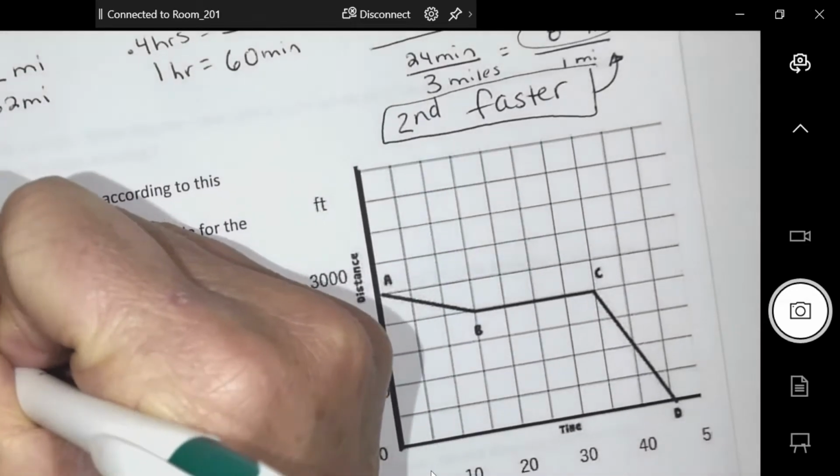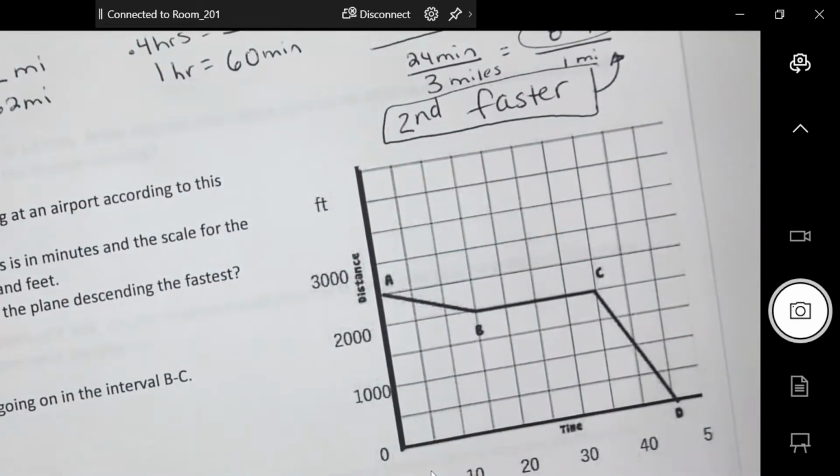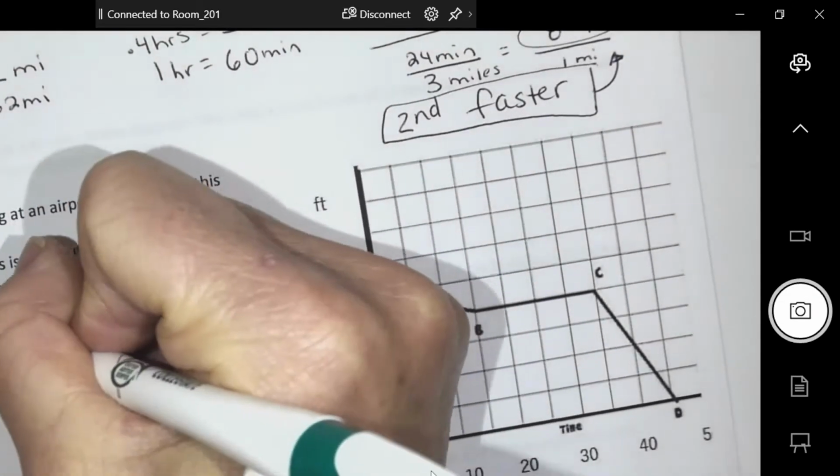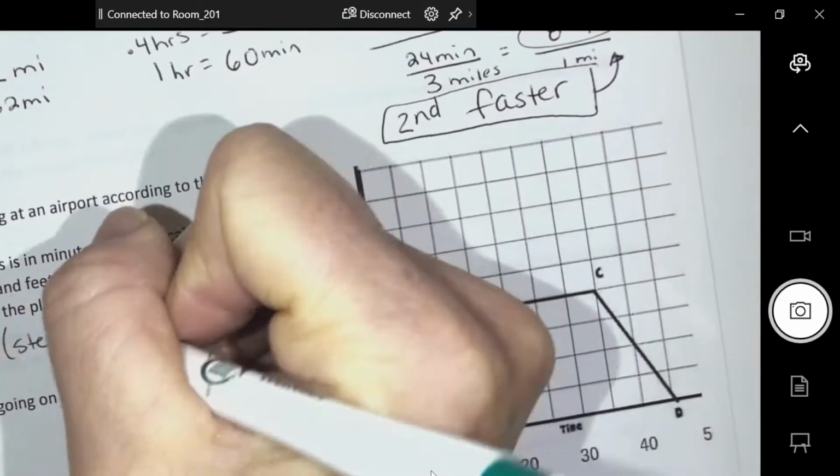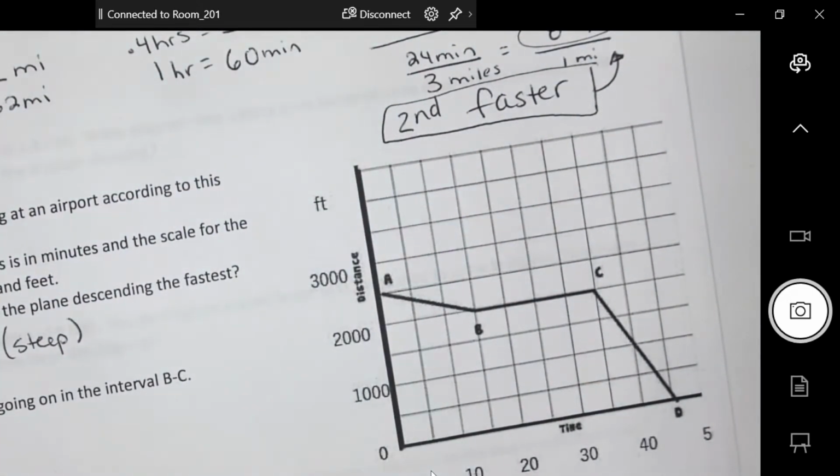C to D. And the reason I'm picking that is because it's the steepest. You don't need to write that, but I'm explaining why I'm picking that. What is going on from the B to C interval? It's a plane that's descending. It doesn't just stop. It glides. It's not descending at all. It's just flying level.